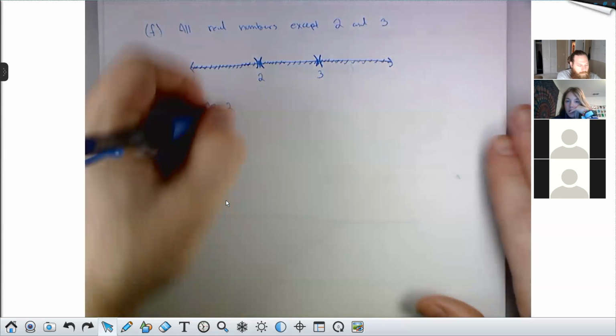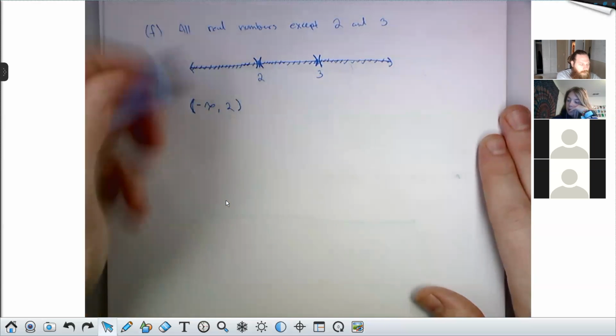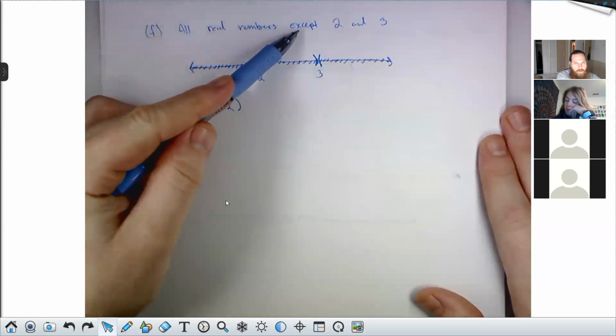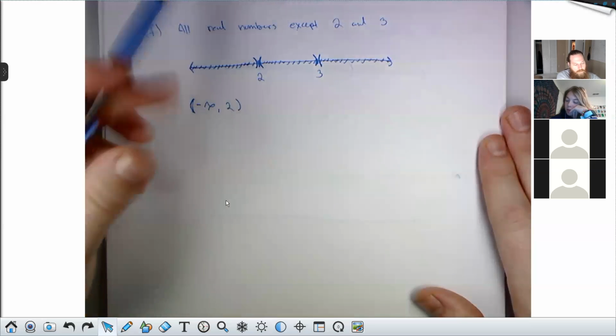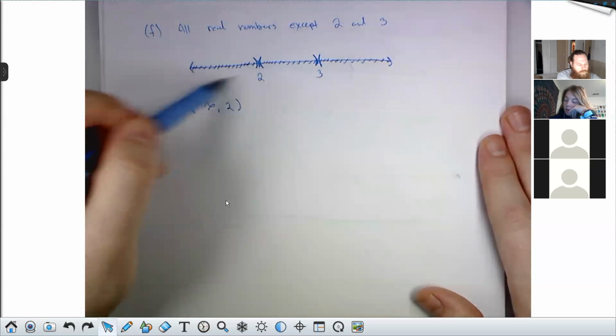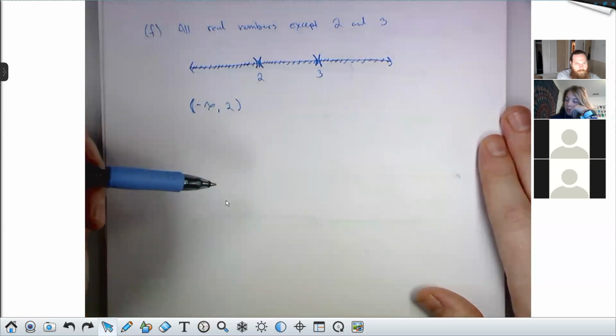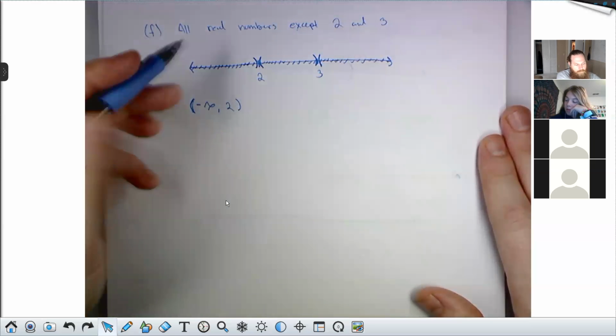Parentheses. Just a regular parenthesis. Good. Yeah, an open parenthesis again, because if I used a bracket, that would mean I'm including 2, but I don't want 2 in my set. I want everything except for 2 and 3. So this first chunk over here is this. What about this middle chunk?